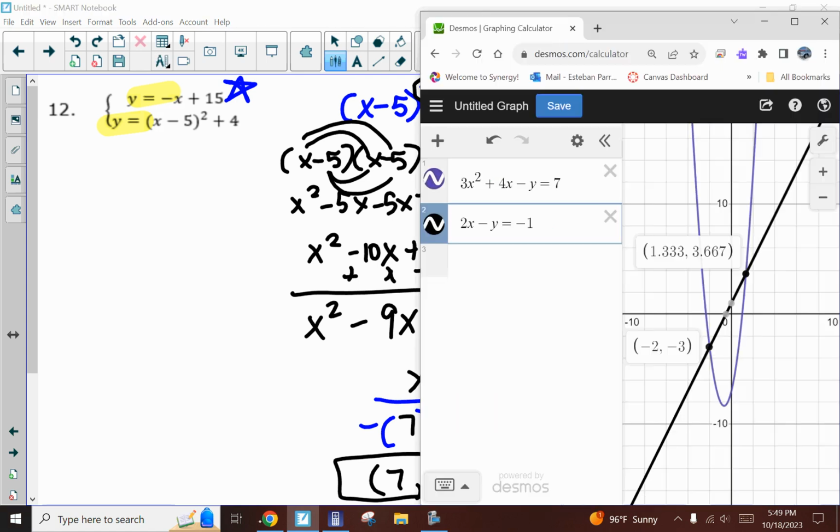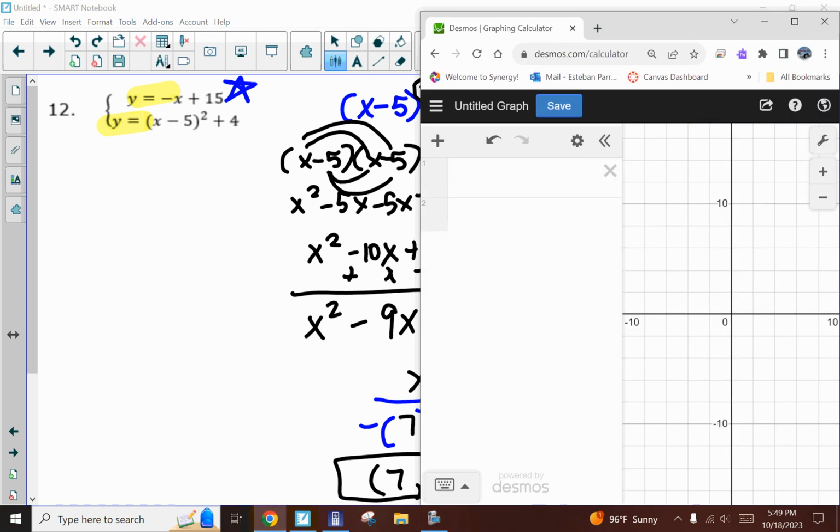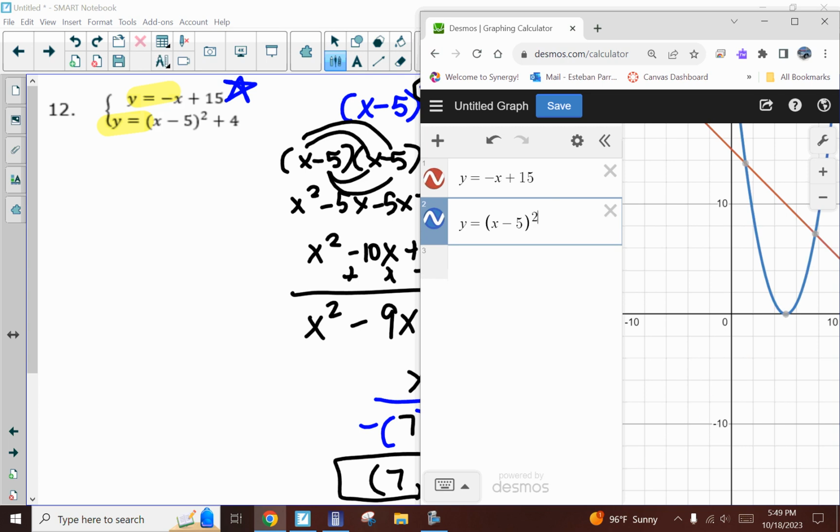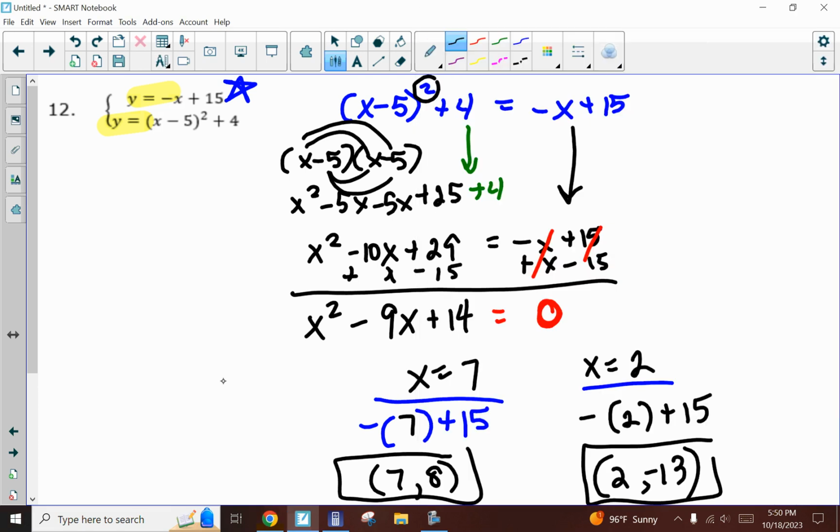And then again, I'm just going to go ahead and quick check it in Desmos. So we have y equals negative x plus 15. Second one is y equals parentheses x minus 5 to the second power plus 4. So we're trying to find where they cross each other. One says 2, 13 and the other one says 7, 8, and that is exactly what we got.